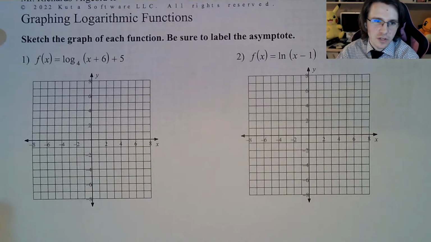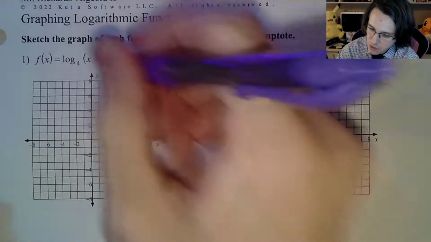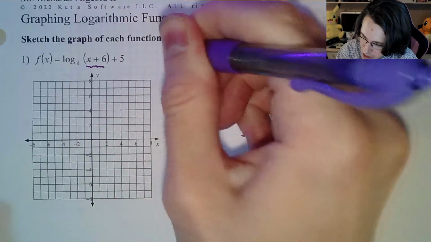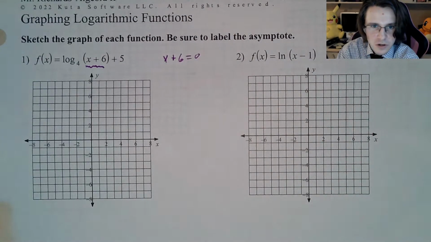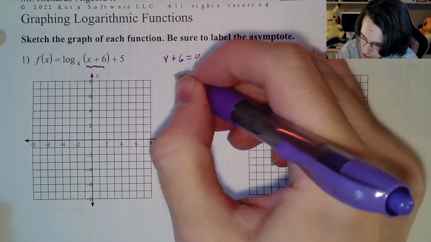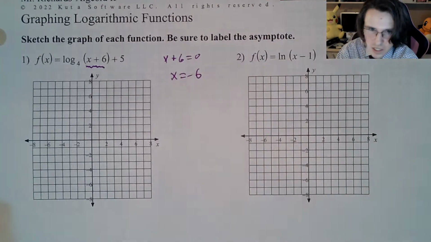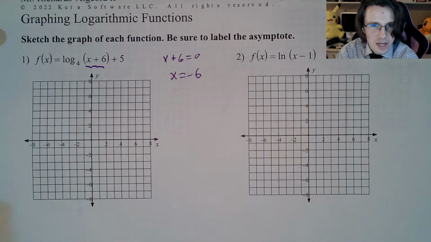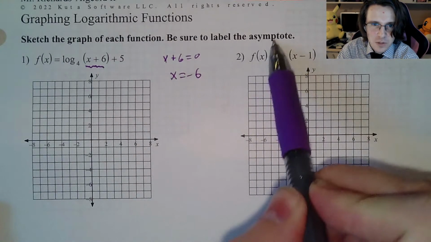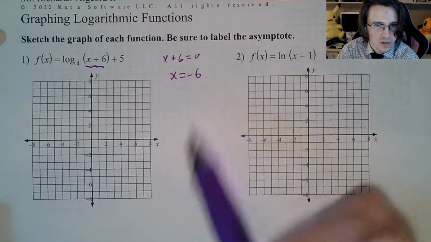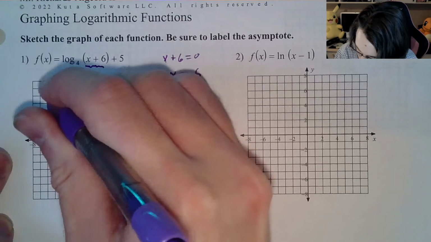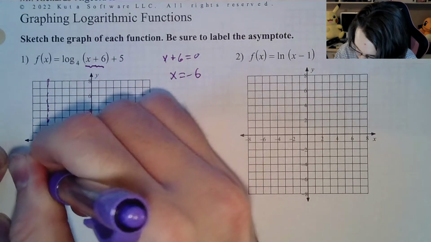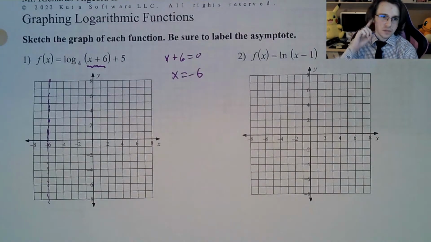The very first thing you have to do in every single one of these problems is setting this inside equal to 0. So you're setting this guy equal to 0 and you're solving this equation. Very easy. Subtract 6 on both sides. You're going to get -6 for that guy. And this is our asymptote. That's what this does. Every time we're solving this inside equal to 0, we are finding this asymptote. That is a vertical line for all of these log questions that you are never ever able to cross.